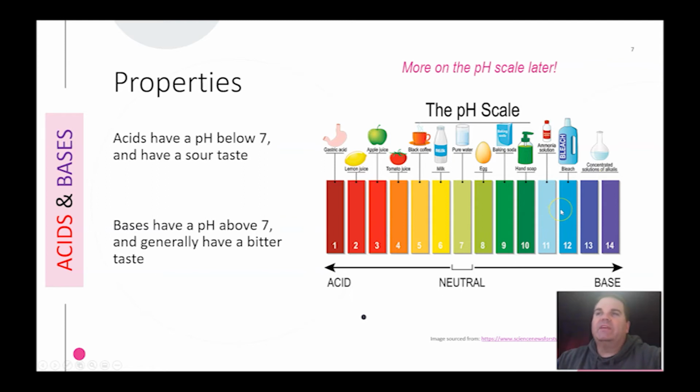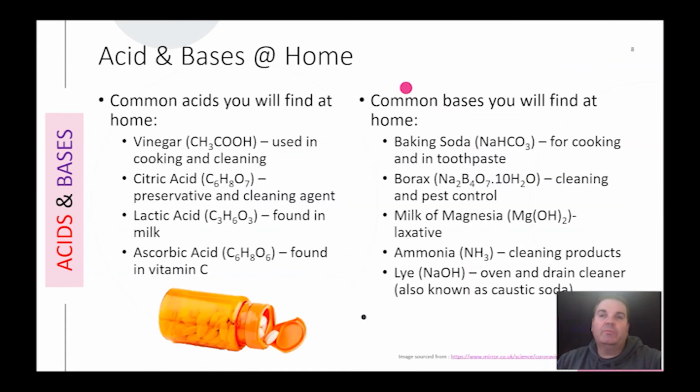So that's the pH scale. We're going to be talking about that a lot, and we're going to look at that particularly with indicators in the next video for this topic. But for now, what I'm going to just talk about is just where you can find some acids and bases at home. So common acids you'll find at home: vinegar, citric acid, lactic acid, ascorbic acid, okay?